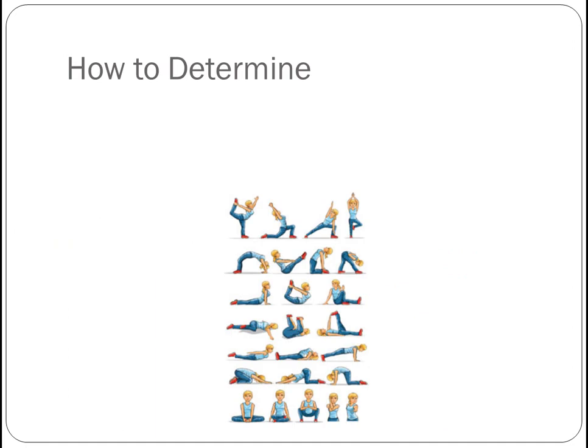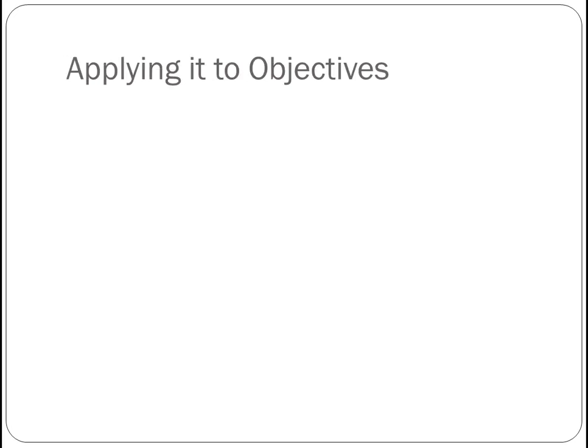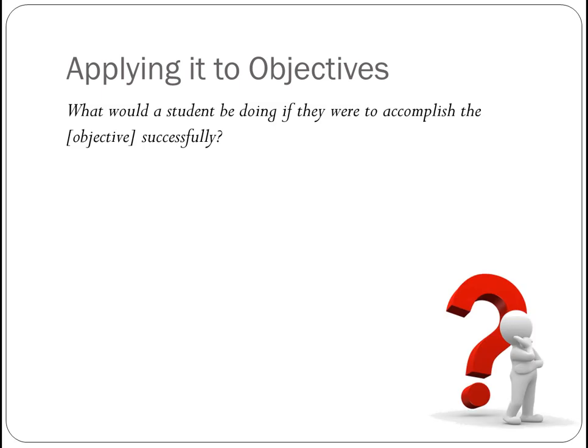To determine prerequisite skills, you can use the following question to guide you. What would a student be doing if they were to accomplish the stated objective or yoga pose successfully? Examining this question in further detail as related to objectives, you would ask yourself, what would a student be doing if they were to accomplish the stated objective successfully?